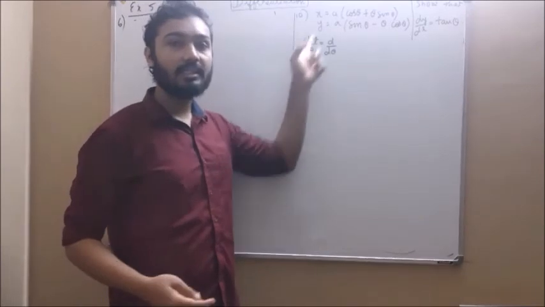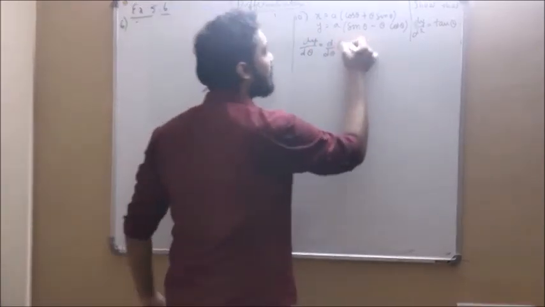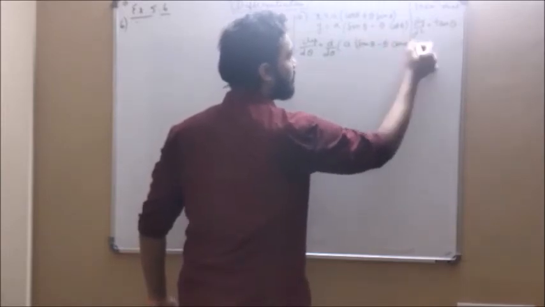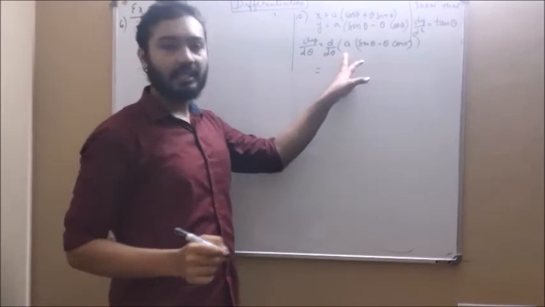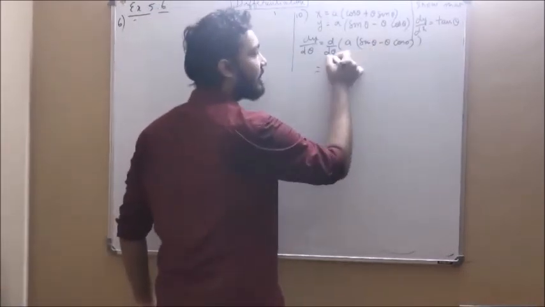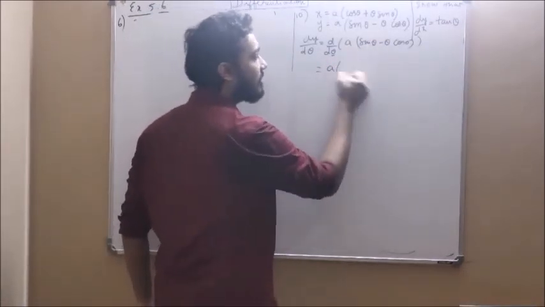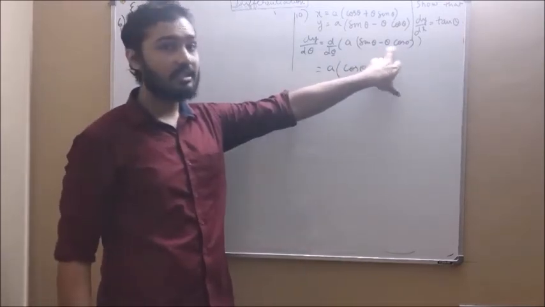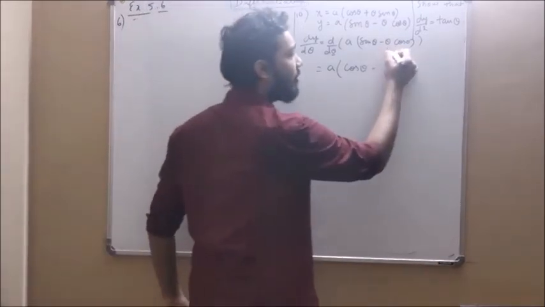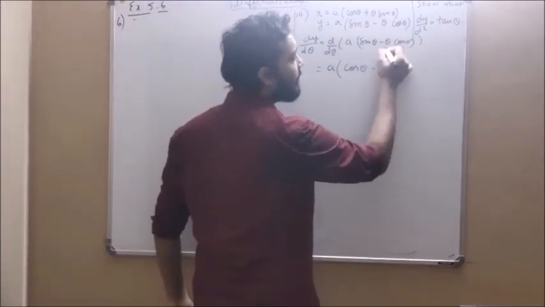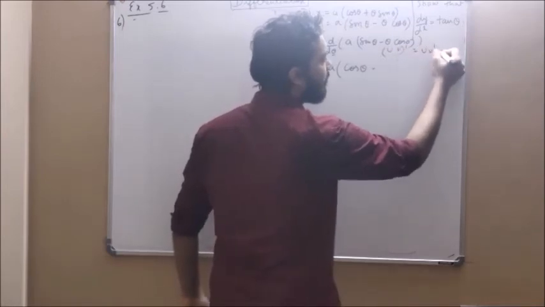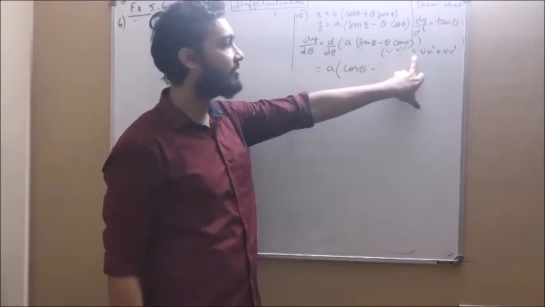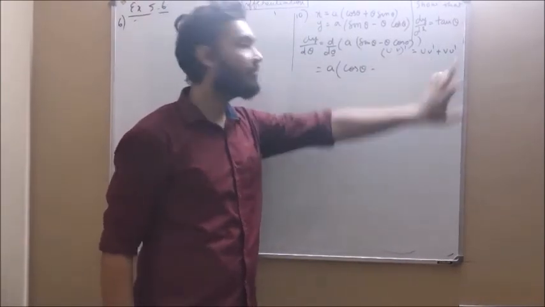Now dy by d theta is d by d theta of y. What is y? y is nothing but a sin theta minus theta cos theta. Now how to differentiate this? a is a constant, take it out. Differentiation of sin theta is cos theta, minus. Now how to differentiate this? This is nothing but a product, so we have to apply the UV rule. UV dash is nothing but U into V dash plus V into U dash. So first function into differentiation of second function plus second function into differentiation of first function.